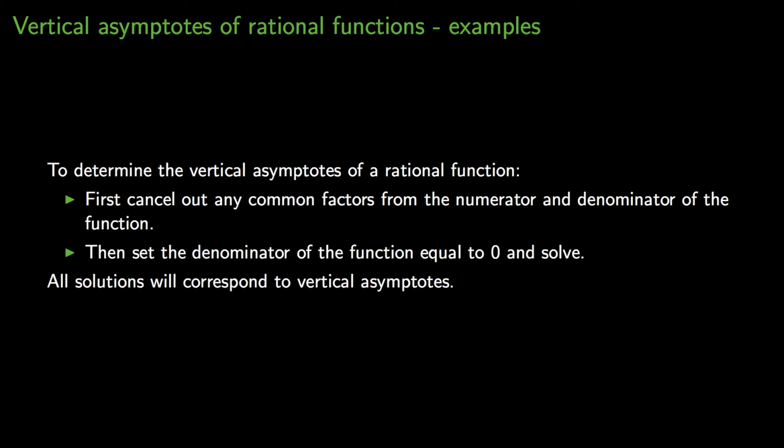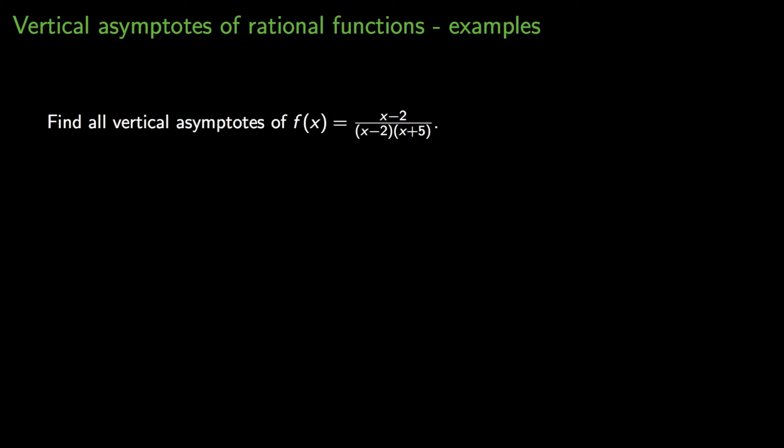After I'm done with that, I'm going to set the denominator of the function equal to 0, and I'm going to solve it. And those solutions are going to tell me exactly where the vertical asymptotes are. For example, I'm going to find all of the vertical asymptotes of this function, x minus 2 divided by x minus 2 times x plus 5.